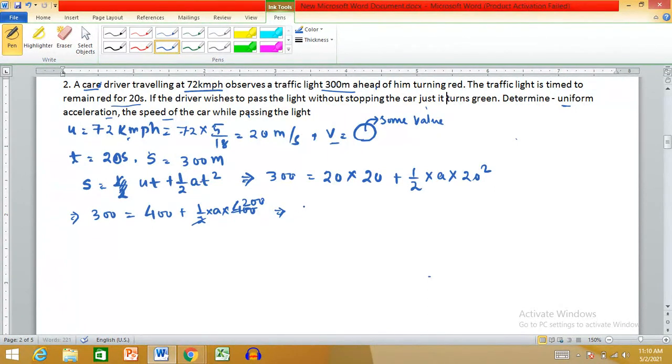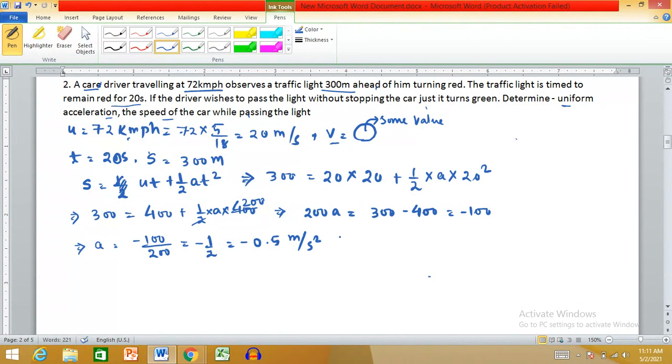So 200 a is equal to 300 minus 400, which is equal to minus 100. A is equal to minus 100 by 200, which is equal to half, or 0.5 meter per second square. That is the uniform acceleration.